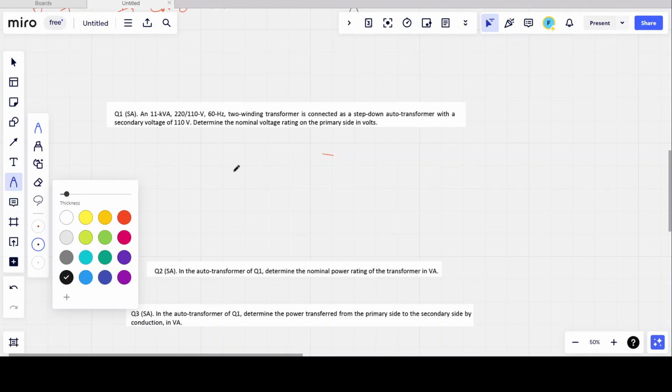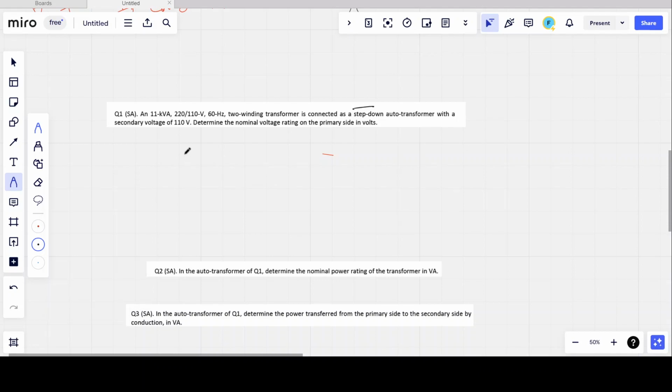Okay, so it says an 11 kVA 220/110 volt 60 hertz two winding transformer is connected as a step down auto transformer. So it is always good to draw what you're given, right? So this is a step down auto transformer. As a step down auto transformer, this will look something like this. And this is my output, right? And then they say that the secondary voltage is 110 volts.